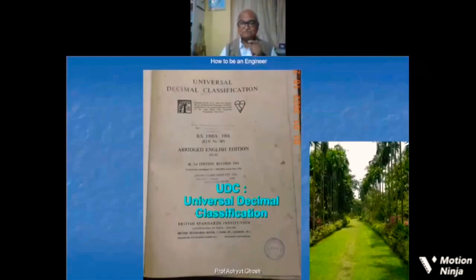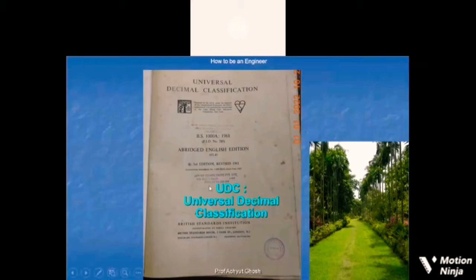Now comes a very interesting item. My copy of the old book is there. I have taken a photograph of it and put it there. It is called UDC, Universal Decimal Classification. How do you store information? And how do you retrieve it?